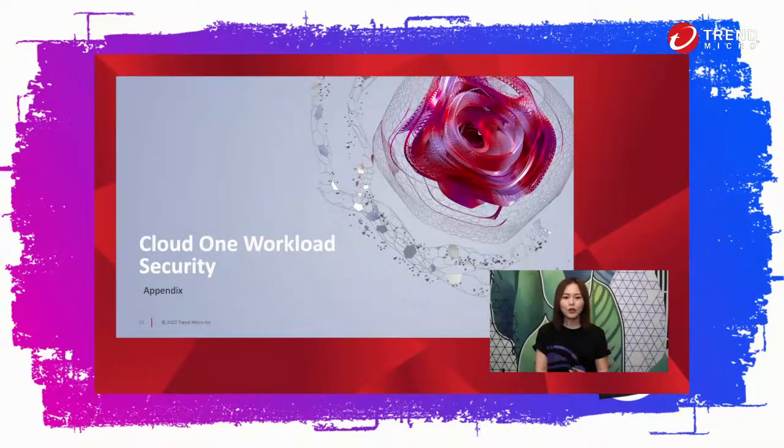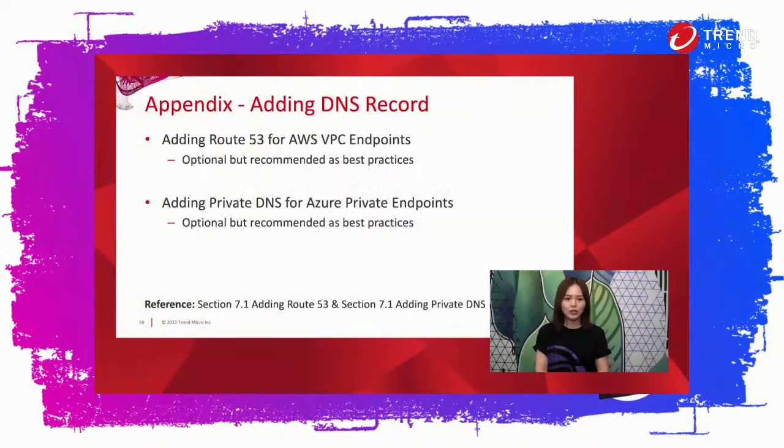So now let's move on to the appendix page. There is an appendix to add Route 53 for AWS VPC endpoint and private DNS for Azure private endpoint. This is an optional item, but we recommend you do this as a best practice if you have multiple endpoints to manage. For further details, you can refer to the onboarding document under section 7.1.